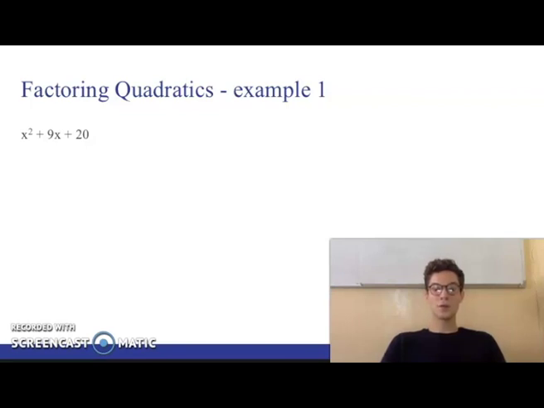Instead, we need to consider another route. Recall when you learned to FOIL. You were learning how to apply the distributive property to two binomials to simplify into a trinomial. Now we are working in reverse. We want to break down a trinomial into two binomials.